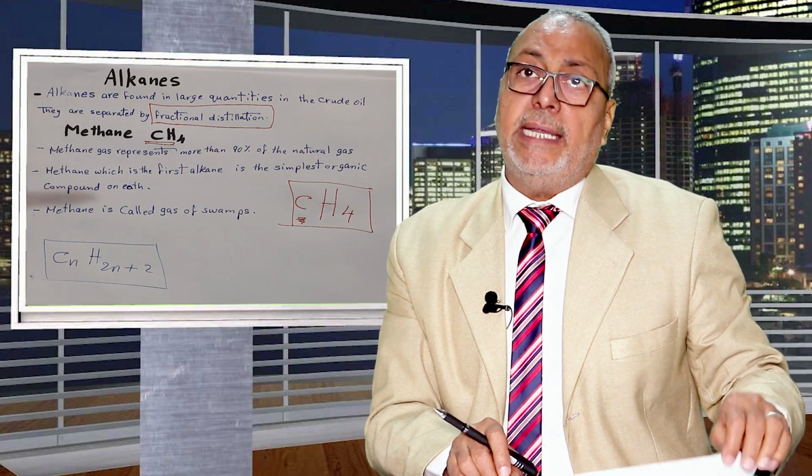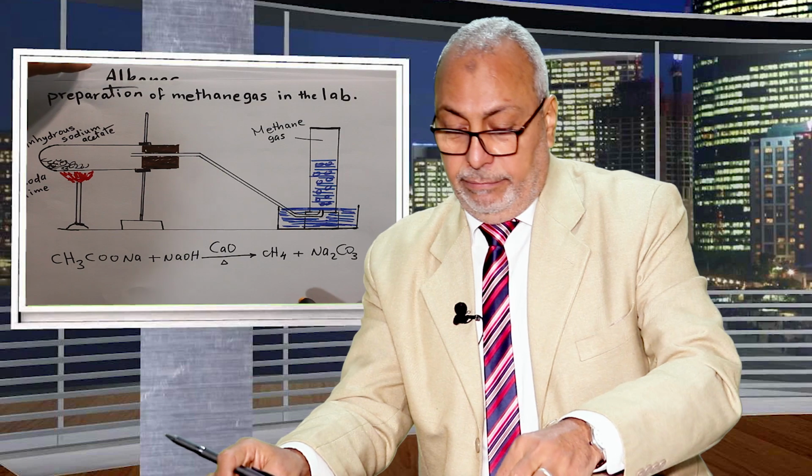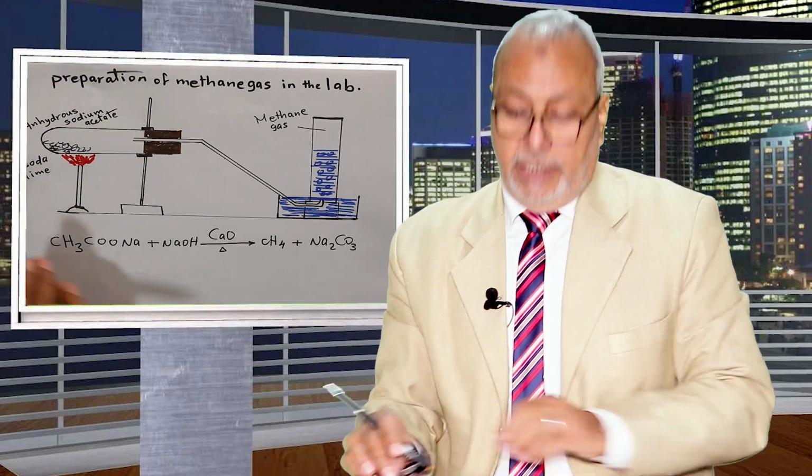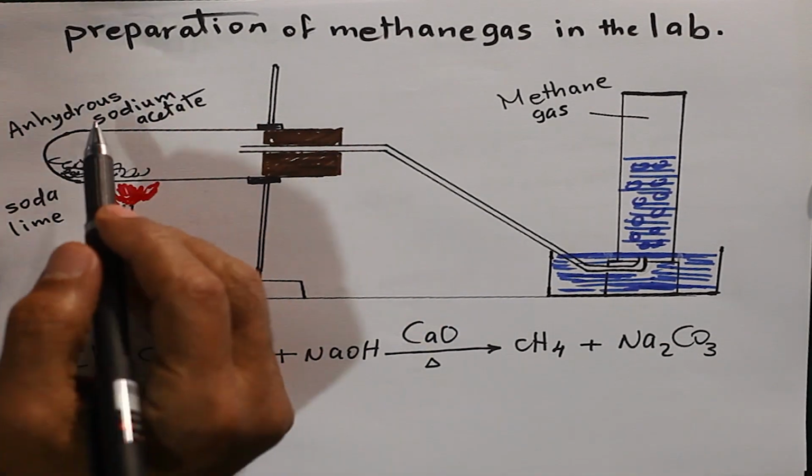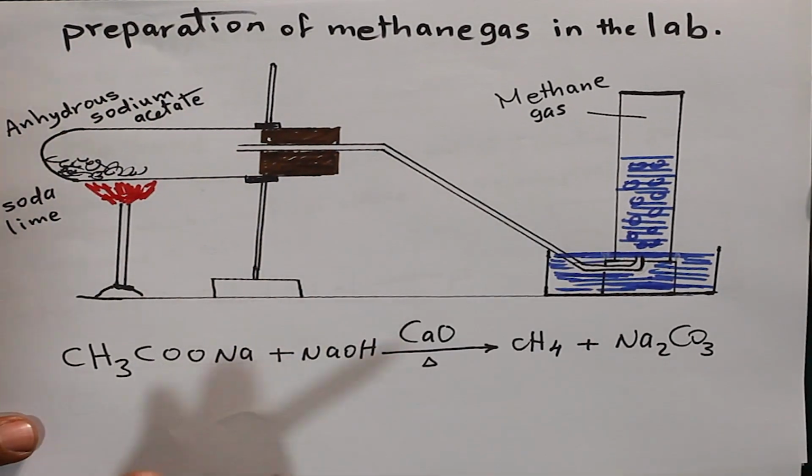To prepare methane in the lab, from the apparatus in front of you, we have a test tube. We put inside it anhydrous sodium acetate.